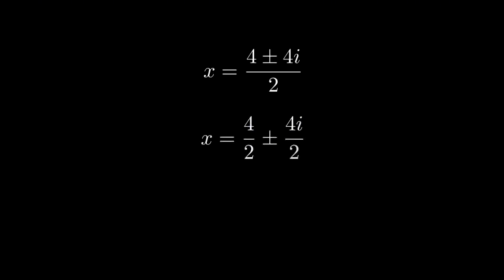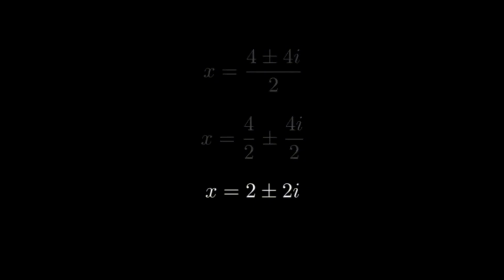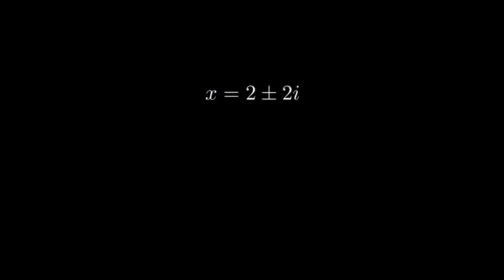Now we'll simplify our quadratic equation solution. We have x equals 4 plus or minus 4i, all divided by 2. This expression came from applying the quadratic formula to our equation. To simplify this expression, we'll distribute the division by 2 to each term in the numerator. This gives us 4 divided by 2 plus or minus 4i divided by 2. Calculating each fraction, we get 4 divided by 2 equals 2, and 4i divided by 2 equals 2i. So our simplified expression is x equals 2 plus or minus 2i. This is much cleaner than our original form.